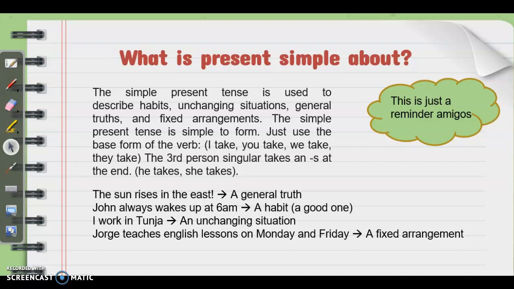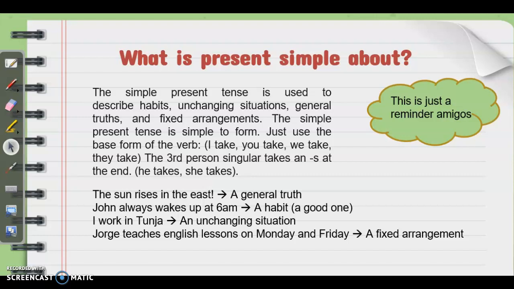So in Spanish, parenthesis, the base form is la forma indefinida, como hallamos el verbo en el diccionario, por ejemplo. Close Spanish parenthesis. So we have subject, I, for example, I take, you take, we take, and they take. It is important to take into consideration that when we talk about the third person singular, we need to add an S at the end of the verb. Okay? So we would have, for example, he takes, she takes, right?